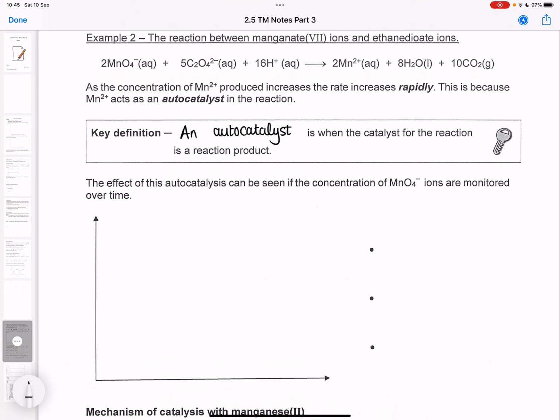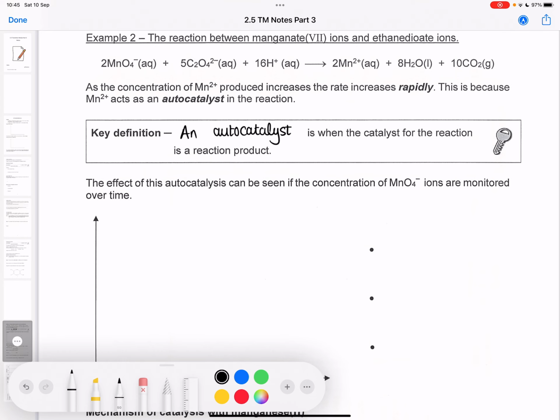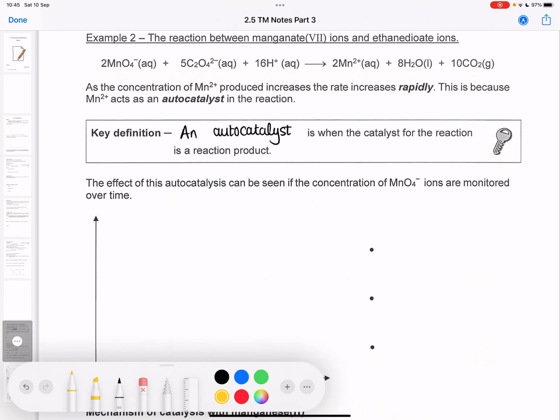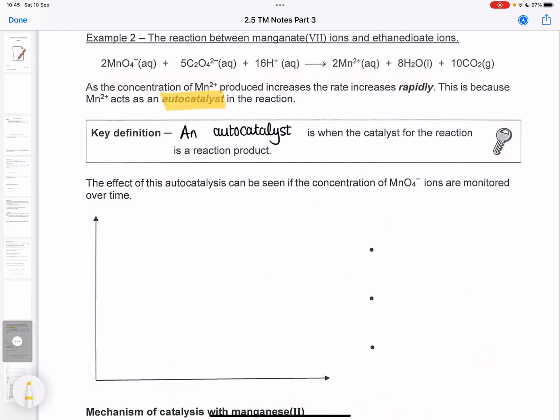An example of this in A-level chemistry is the reaction between manganate ions and ethane dioate ions. We can see that the Mn2+ that is produced is going to act as our catalyst. So here we have our autocatalyst in this example, Mn2+. So the autocatalyst is going to be the Mn2+. You can see it's a product of the reaction.